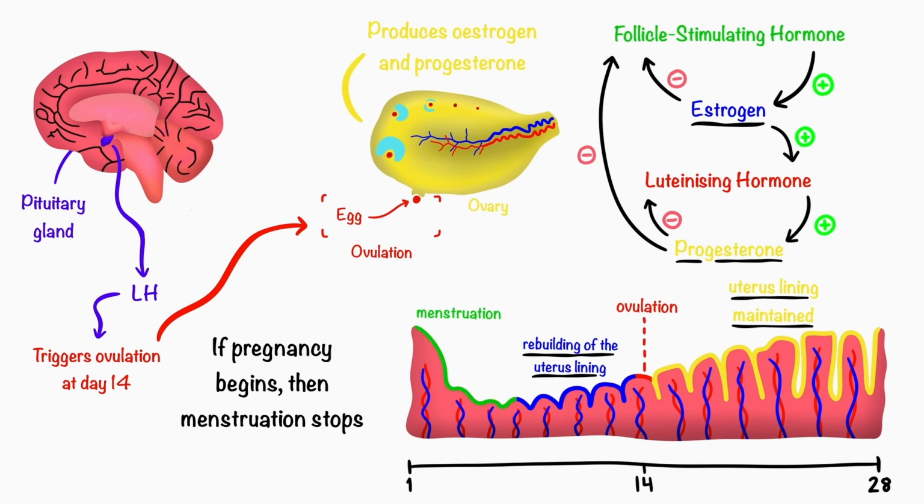If a fertilized egg implants in the uterus wall, it produces hormones that maintain the lining, preventing its breakdown and the start of a new cycle. This is one of the first signs of pregnancy.